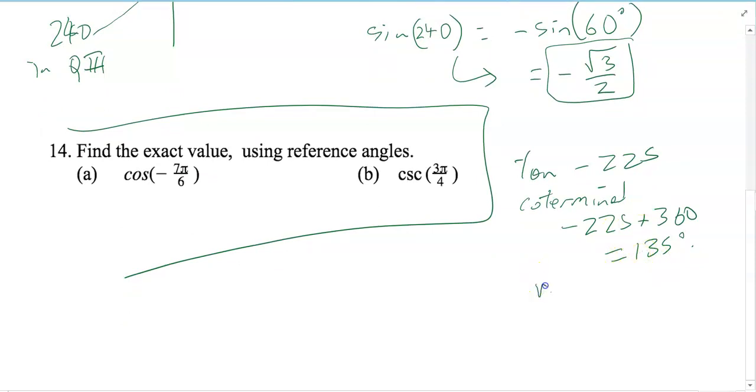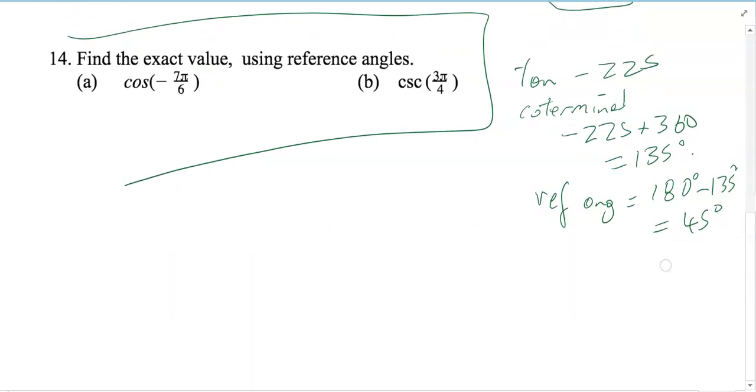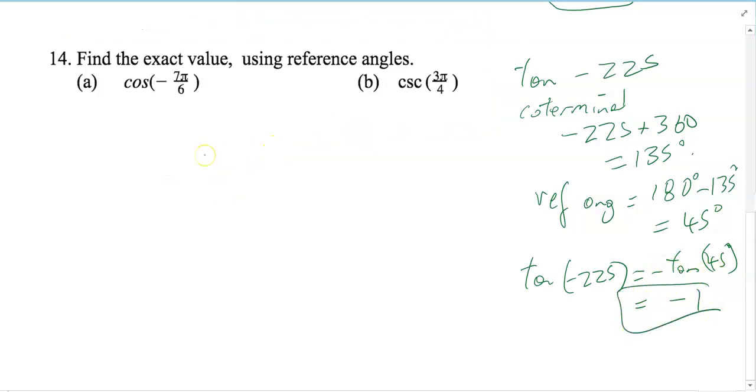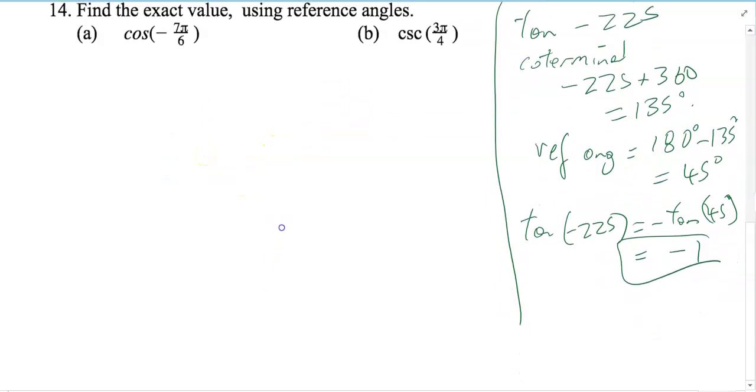So the reference angle would be 180 degrees minus 135 degrees. That would be 45 degrees. Because we're in Q2, the tan of negative 225 is going to be negative, not because this is negative, but because we're in Q2. It is going to be negative the tan of 45. And the tan of 45 we know is 1, so that would be equal to negative 1. And we're done. Okay, now let's look at some other problems real quick.